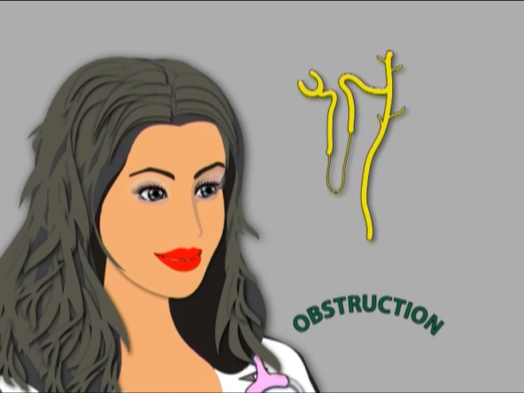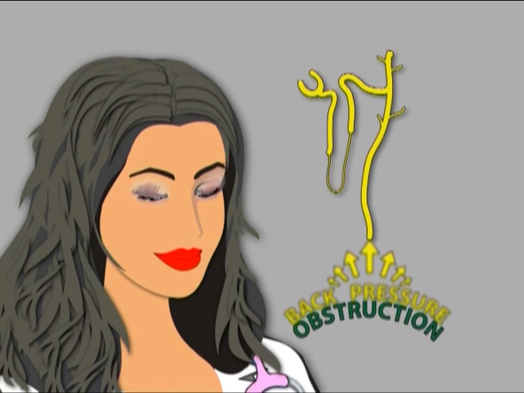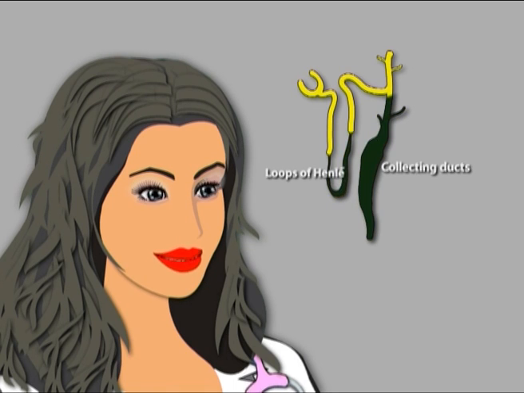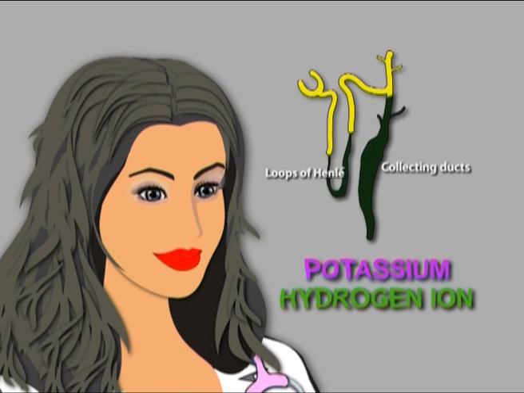Obstruction to the collecting system increases back pressure on the nephron. This is transmitted, first to the most distal part of the nephron and then to the most fragile part of this structure. Understandably, the collecting ducts and the loops of Henle are the regions that take the biggest hit. It follows that electrolyte disturbances are common, in particular, abrogations of potassium and hydrogen ion function.